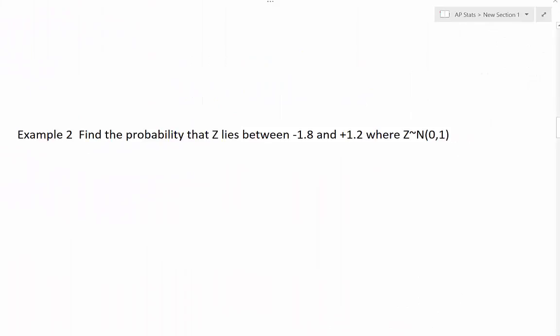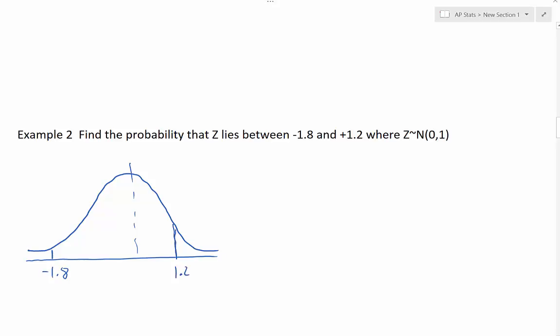Example 2 is a typical question where it lies between 2 well-defined values. So what I want is minus 1.8, which is way down there in the left tail, and plus 1.2, which is in the right tail but not as far out. It's a good idea to try to make these values basically correct, so we can tell straight away that this area is much bigger than this area. We of course want the area between the two. The tables can't give us the area between the two. The tables can give us the area all the way down.